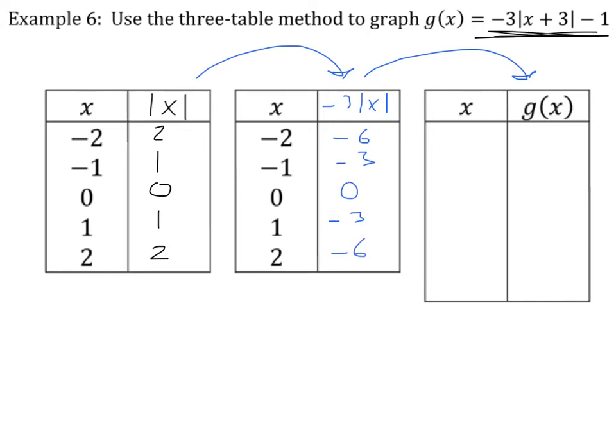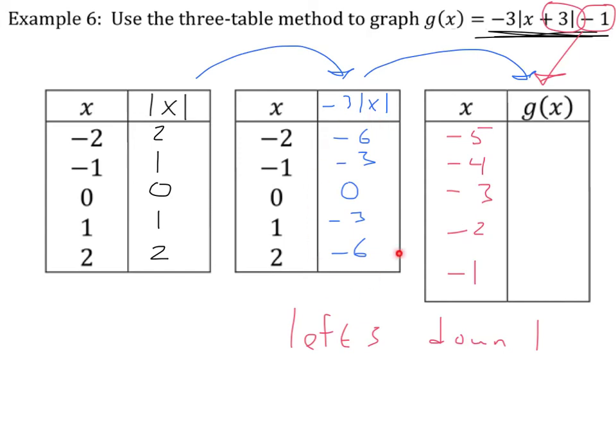Okay, so now pause the video. Figure out what you're going to need to do with your translation factors and use those to create the third table for yourself. So the +3 means I'm shifting to the left by 3. The -1 means I'm shifting down 1. So that means all of my x coordinates shift to the left by 3. That means I subtract 3. So I'm going to have -5, -4, -3, -2, and -1.